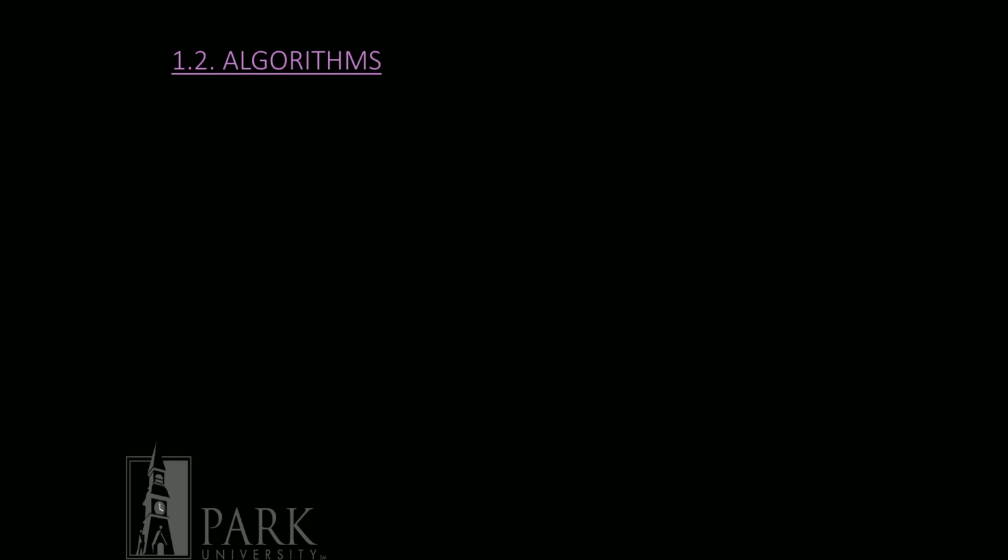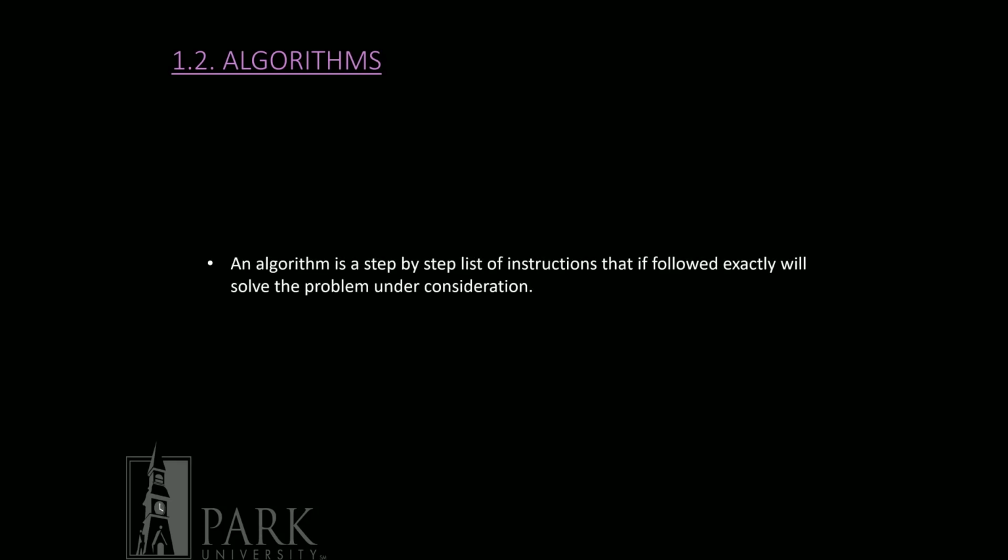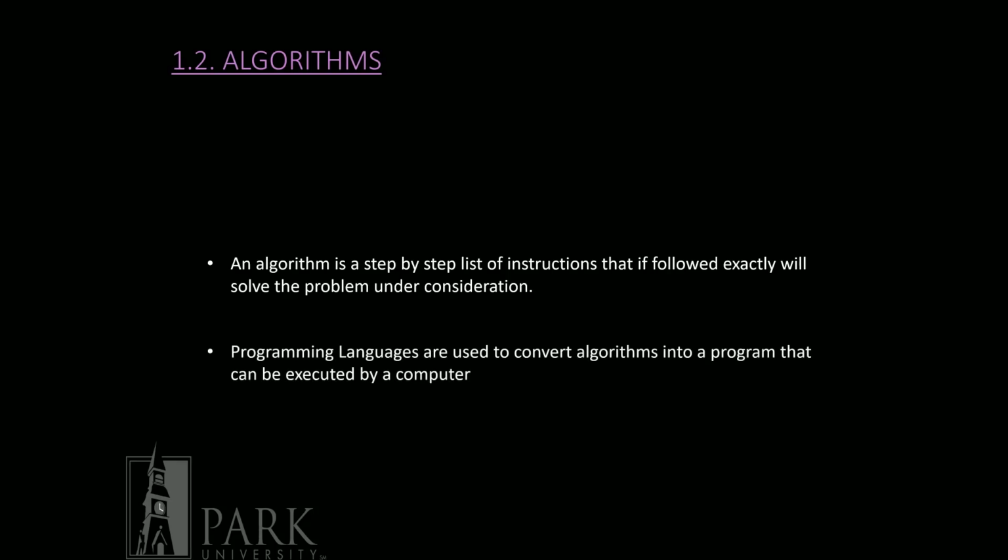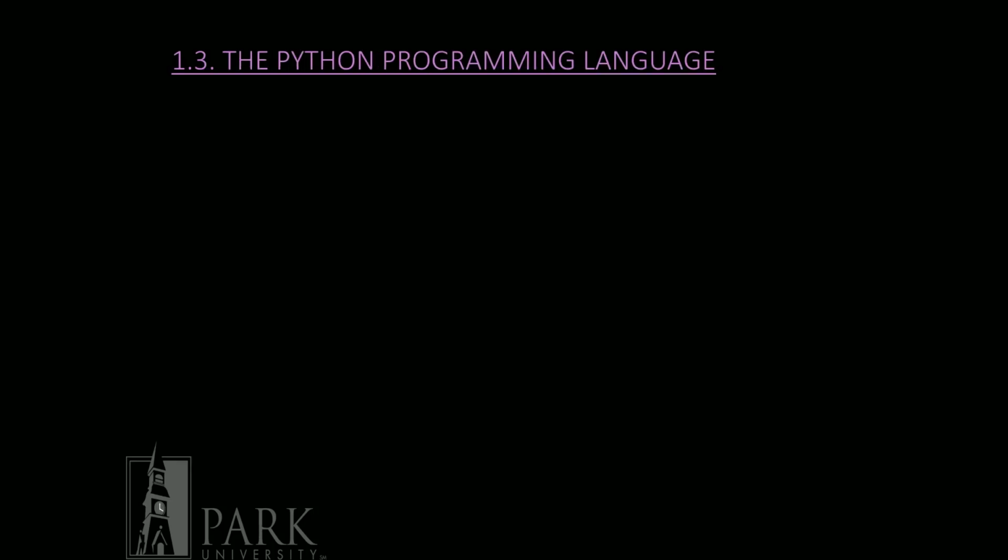So an algorithm is a step-by-step list of instructions that we're going to use to produce something. So you can think about this as a cake recipe is an algorithm. It tells you exactly how you're going to produce that cake, right? And we use programming languages to convert an algorithm into a program that can be executed by your computer. We're going to use the Python programming language in this class to execute those algorithms that you're going to come up with.